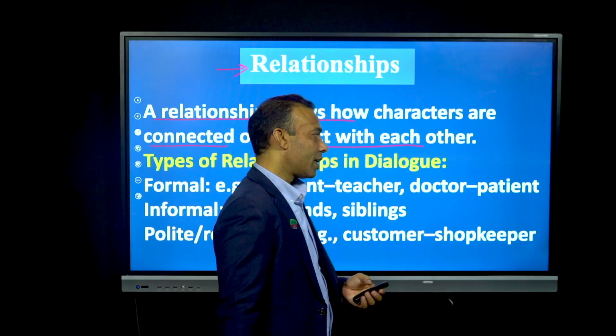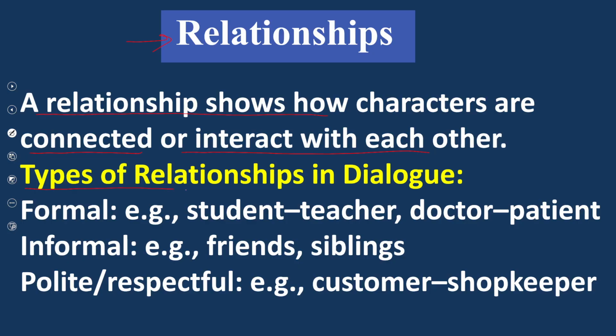Move to the next part. Types of relationships in dialogue. Yes, formal. If you are writing a formal dialogue, for example, student and teacher, yes, this is a formal dialogue. Doctor and patient, formal dialogue. Informal dialogues occur between friends and siblings, meaning brothers and sisters. Yes, the tone will be polite, respectful. For example, customer and shopkeeper.